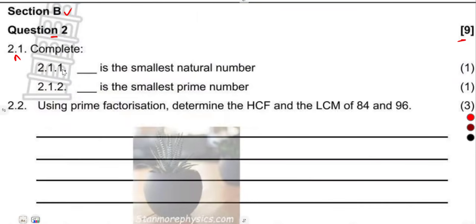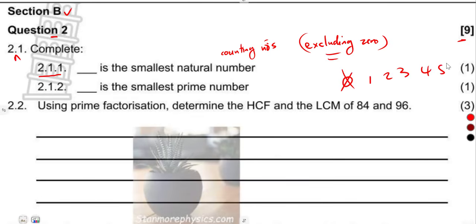2.1, you are given 2.11. Which one is the smallest natural number? Remember, natural numbers are actually counting numbers, these ones. These are counting numbers, but excluding what? Excluding 0. 0 is not included. So meaning to say, we were supposed to have a 0, but it's no longer there. But we are talking about counting numbers: 1, 2, 3, 4, 5, and so on.